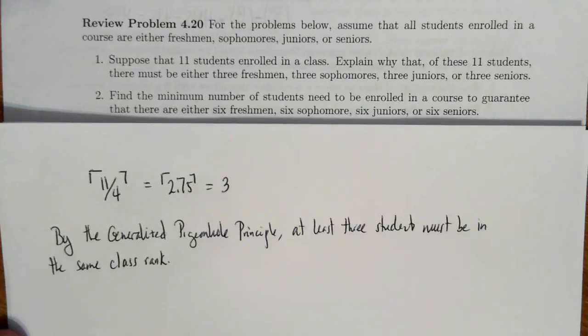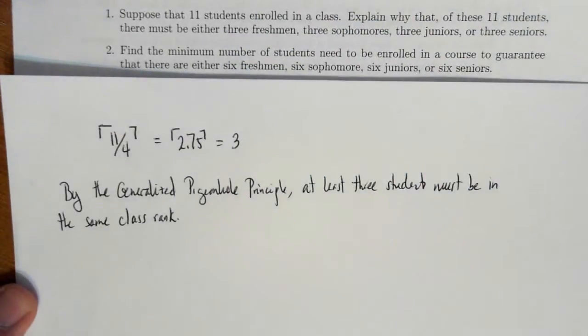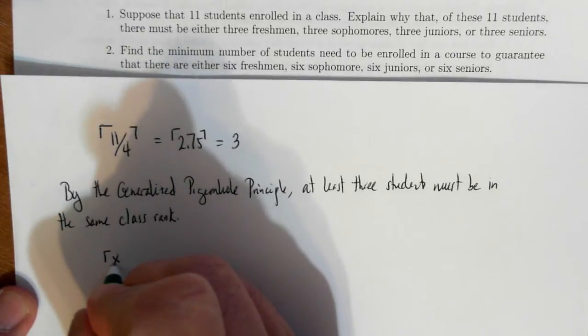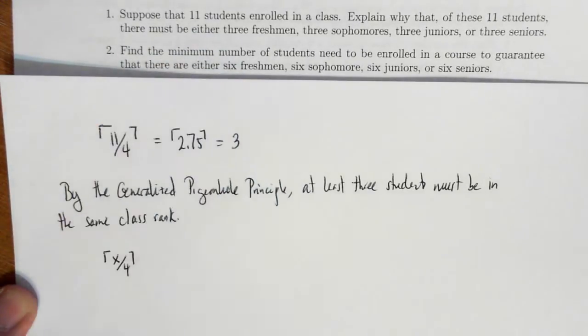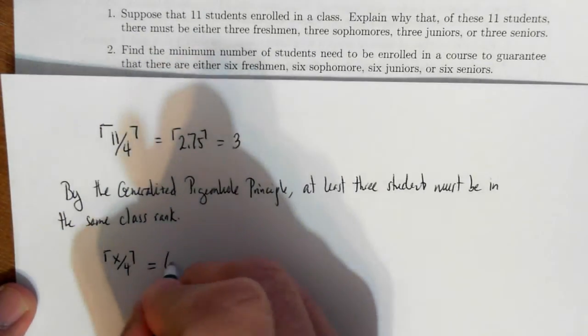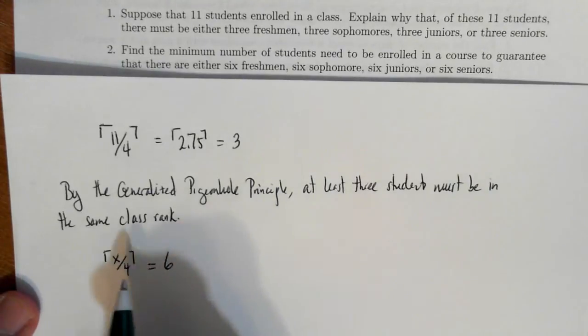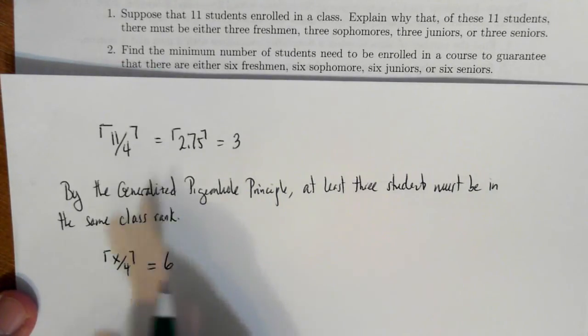Part 2. Find the minimum number of students that need to be enrolled in the course to guarantee that there are either 6 freshmen, 6 sophomores, 6 juniors, or 6 seniors in that class. Okay, so for this one, I need to find the value of x so that the ceiling of x over 4 is equal to 6. This is kind of an unusual problem.